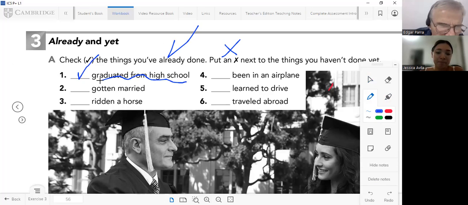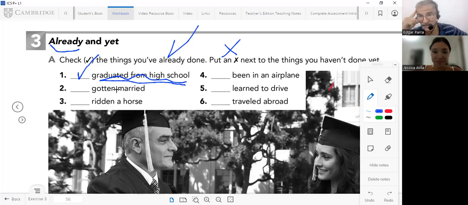So, would you please tell me the complete sentence in present perfect? I have already or yet? What do you say? I have already graduated from high school. I have already graduated from high school too.